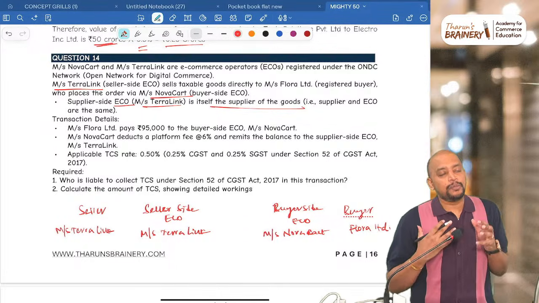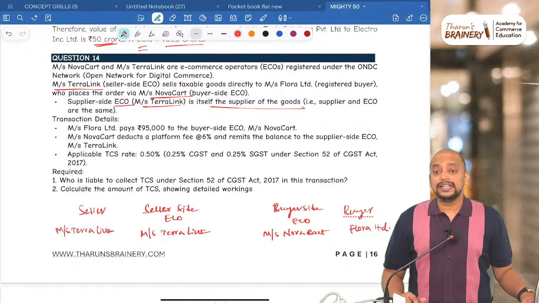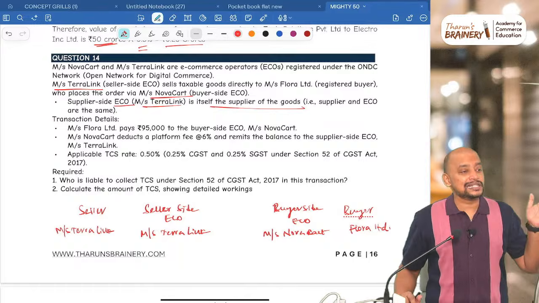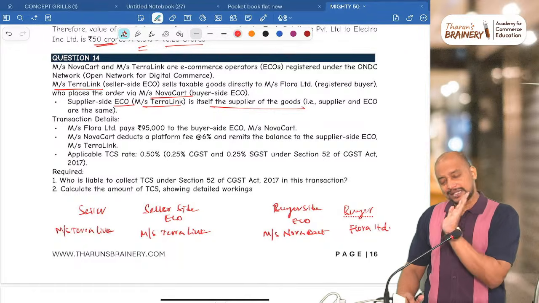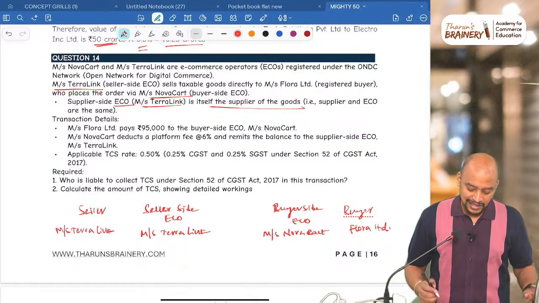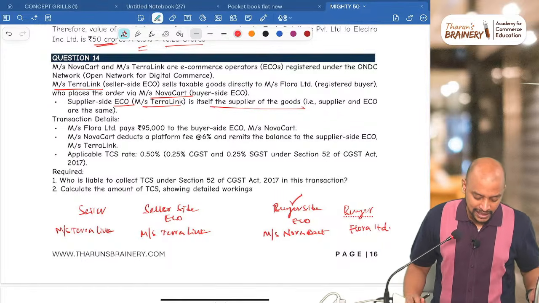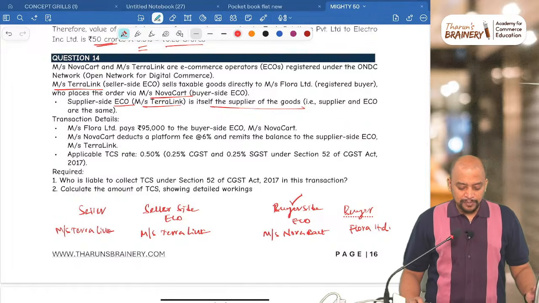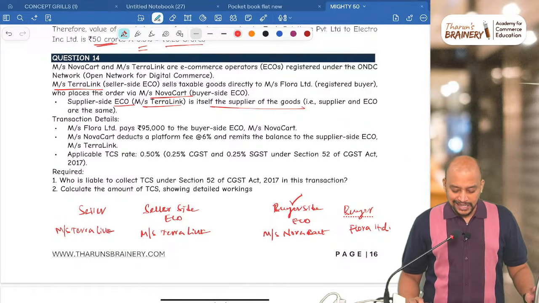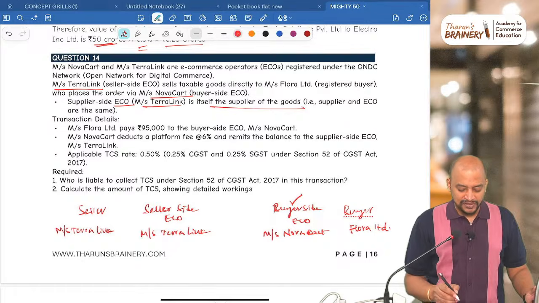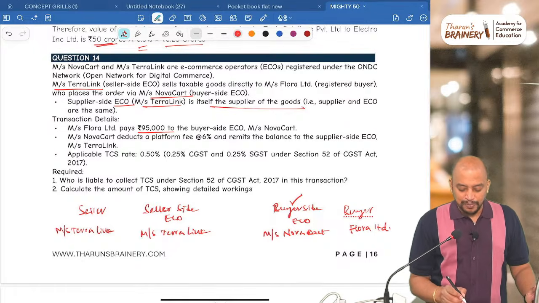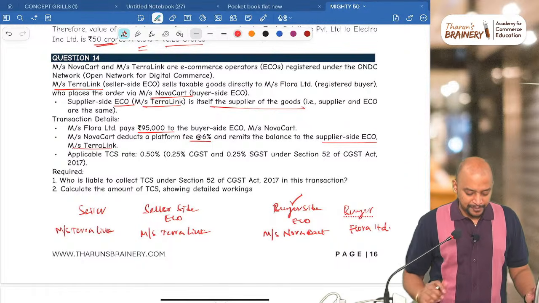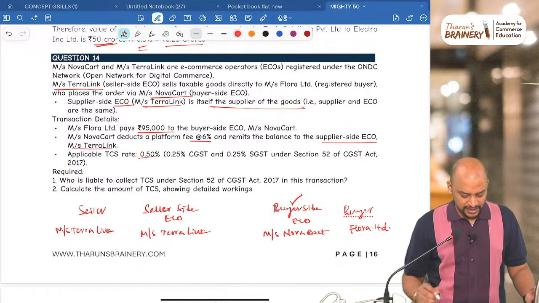Now we discussed one clarification. When there are multiple e-commerce operators involved in the transaction, the seller side e-commerce operator will deduct the TCS. However, if the seller and seller side e-commerce operator are the same, the buyer side e-commerce operator will deduct the TCS. So therefore TCS will be deducted by Novacart in this case. The transaction details: Flora Limited pays 95,000 to the buyer side e-commerce operator. So Flora will pay 95,000, and Novacart deducts platform fee 6% and remits the balance to the supplier side e-commerce operator TerraLink. Applicable TCS rate 0.5%.